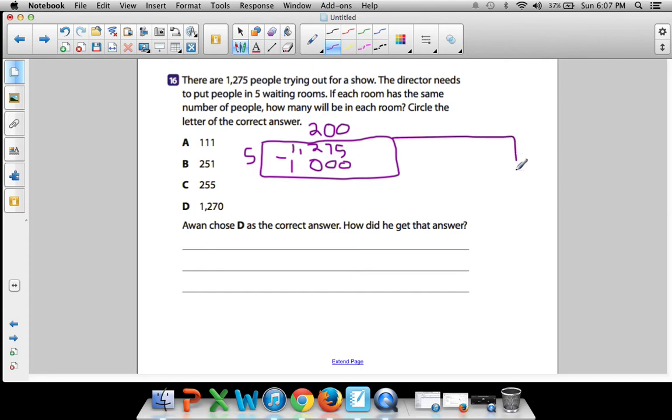1,275 minus 1,000. Let's do that subtraction. 5 minus 0 is 5. 7 minus 0 is 7. 2 minus 0 is 2. And 1 minus 1 is 0. So we're not done yet. We got to think about 275.